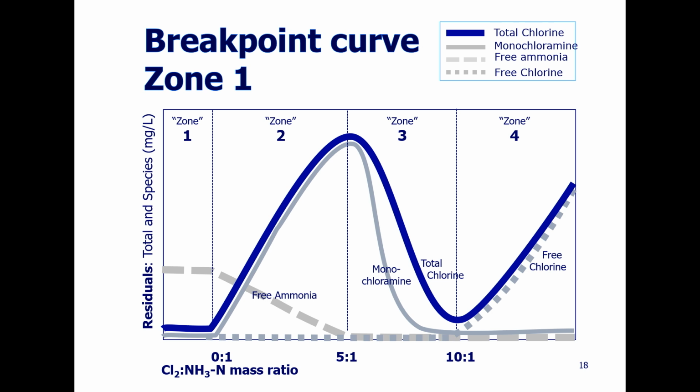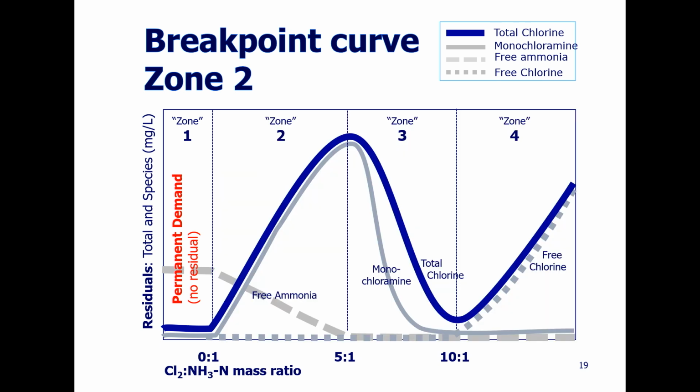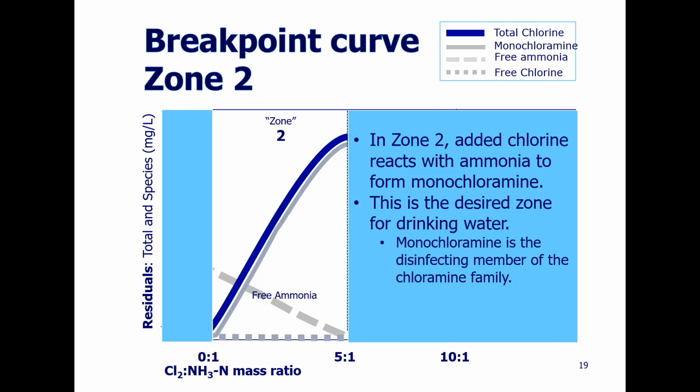At that mountain, just after that, one extra chlorine walks in, and oh, the fights break out, and we're making dichloramine and trichloramine, and things are not good. It's unstable water. And then we wind up in the free chlorine zone. So in zone 1, added chlorine reacts rapidly with these demand chemicals, right? But then in zone 2, this is where we're really happy, because the chlorine to ammonia nitrogen ratio is between 0.1 to 1 and 5 to 1, and we're forming monochloramine. This is where we want to be.